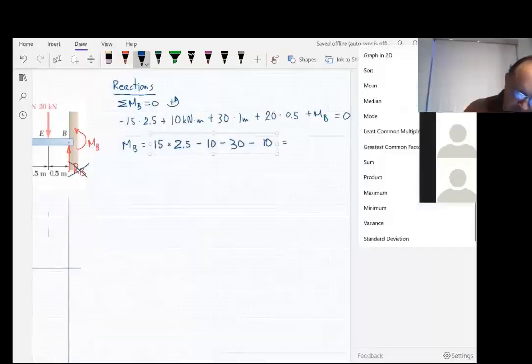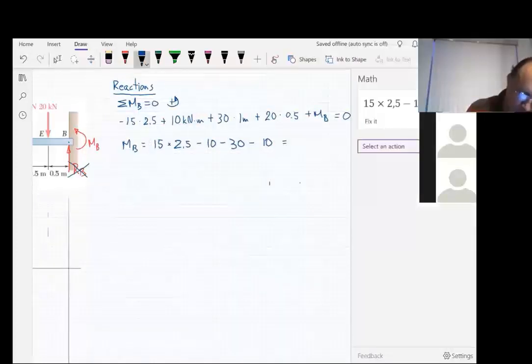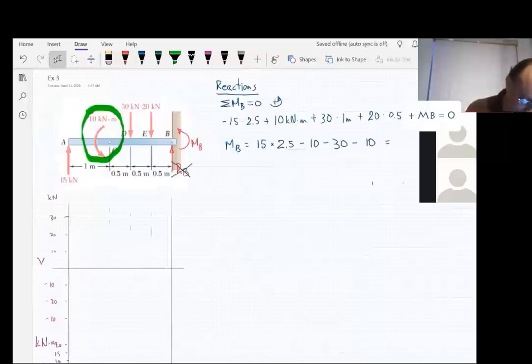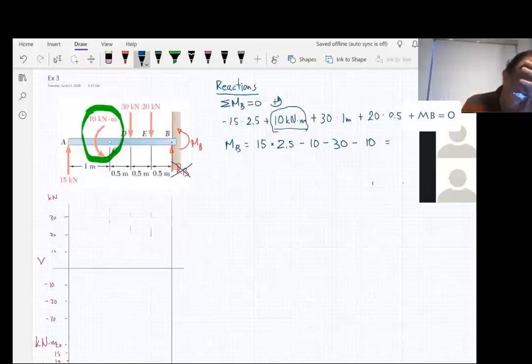Professor, I think that 10 kilonewtons per meter is wrong. Do you need distance? Let's check everything. 15 kilonewtons times 2.5. Which one? One of these terms? 10 kilonewton meter. This one? That already includes distance. This doesn't include distance? It already does. That's why. Yeah, because the moment is just a moment.